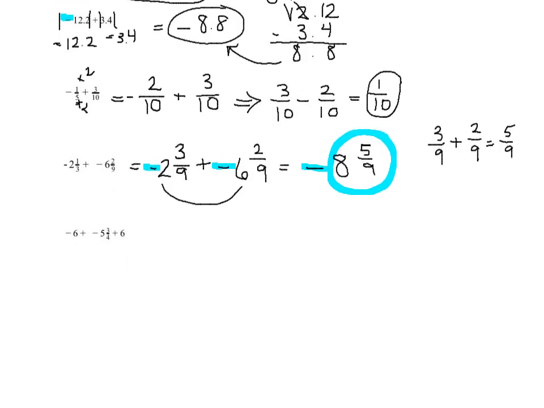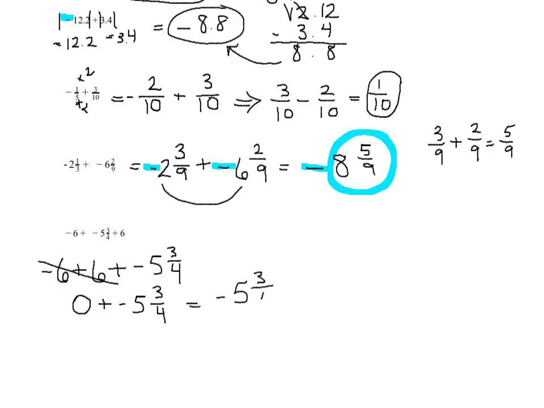All right, let's look at our final example. Here we have -6 plus a -5 3/4 plus a +6. Now again, we can use our commutative property to change this up just a little bit. We can rewrite it as -6 plus 6 plus -5 3/4. And the reason we want to do that is because once we've put those 6's by each other, we see that they cancel out and give us 0. And then all we have left is 0 plus -5 3/4, and our answer is just -5 3/4. And that is why the commutative property is so helpful.